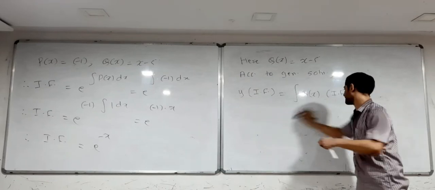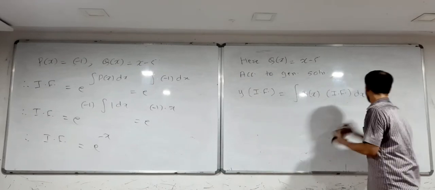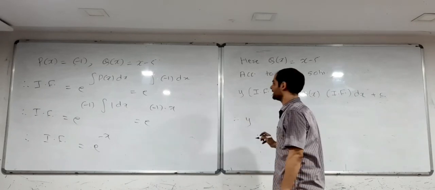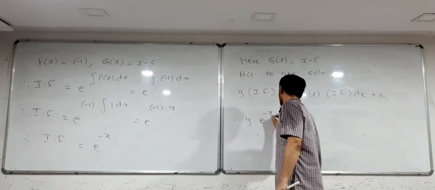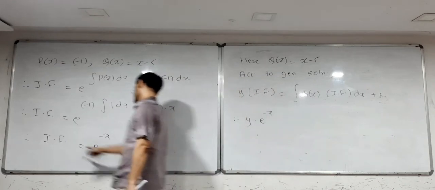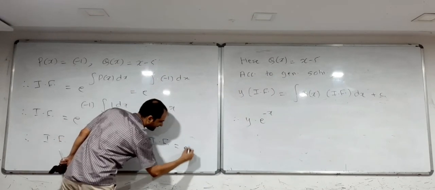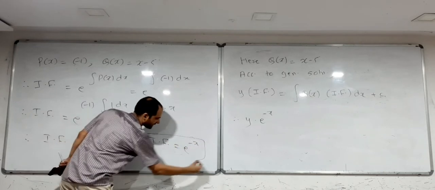This will be plus c. तो कितना आएगा? Plus c. So therefore y into integrating factor कितना है? e raised to minus x. Okay. Integrating factor इधर एक बार ऐसा है तो हाईलाइट कर देते हैं. Integrating factor is e raised to minus x.